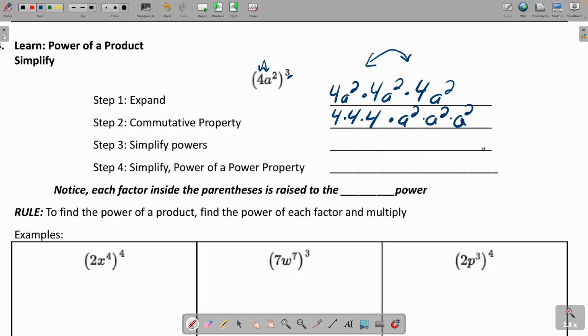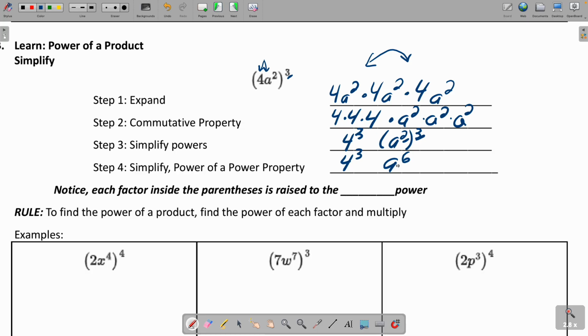Then it says simplify powers. If I look at this, there are 3 4s, so 4 to the 3rd. And then there are 3 a squareds, so a squared to the 3rd. Then it says simplify, power of a power property. So we have 4 to the third again. And then I would multiply 2 and 3, which gives us a to the 6th.